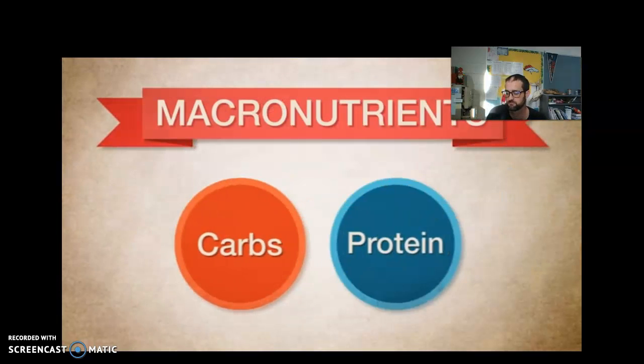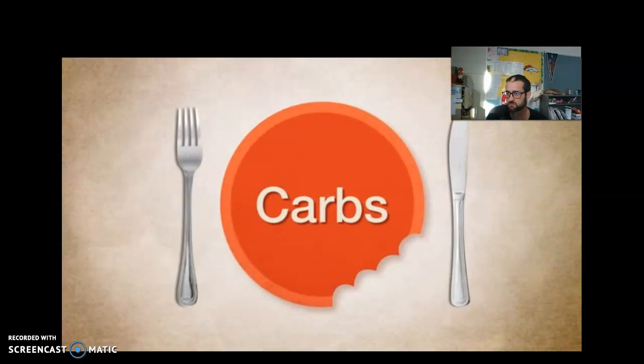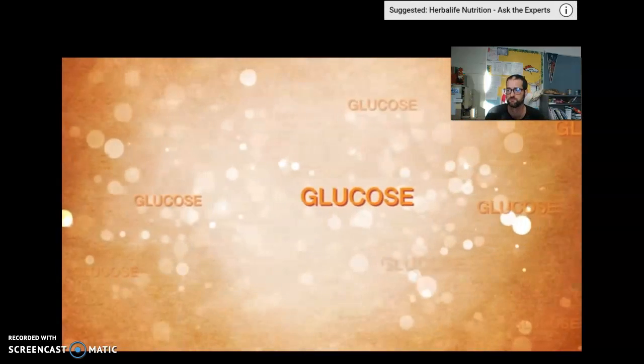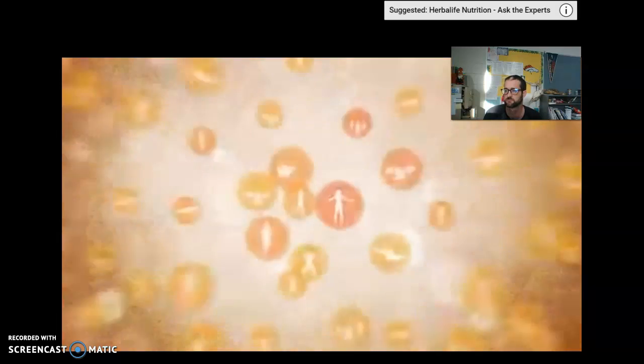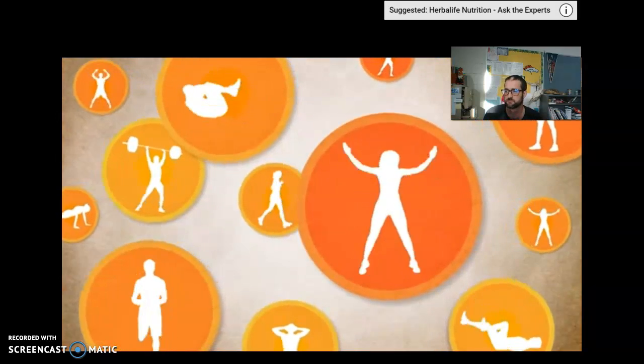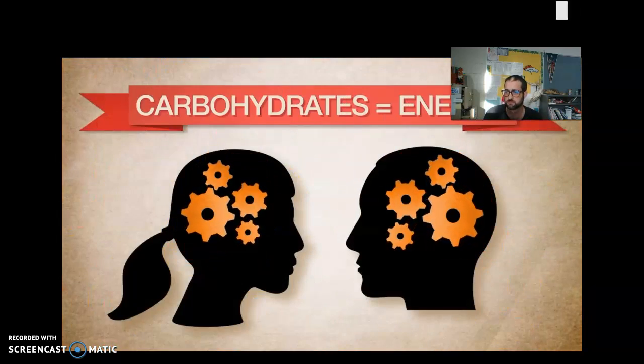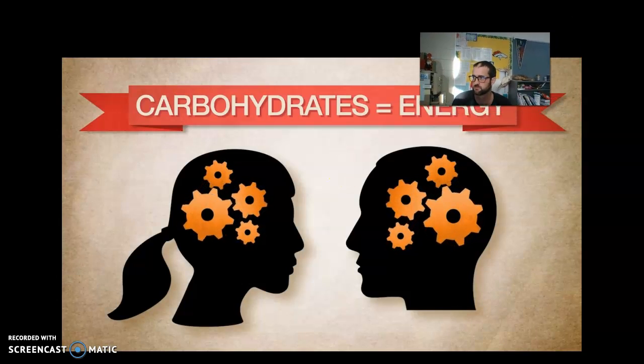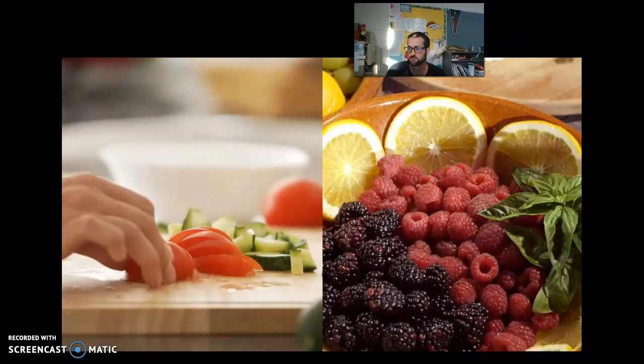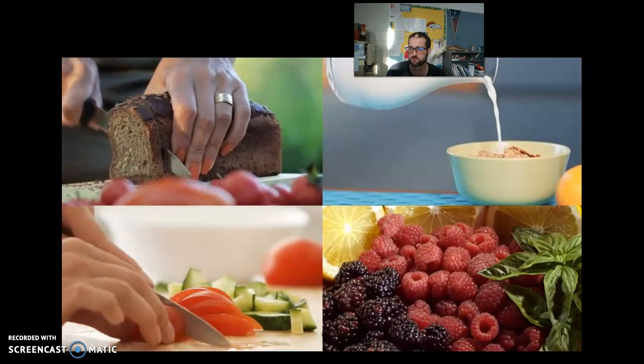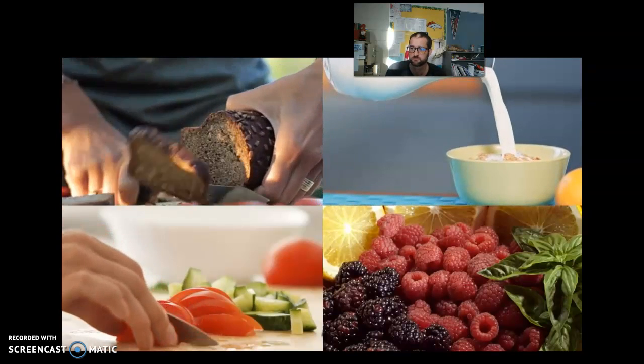Carbohydrates are one of the big 3 macronutrients, along with protein and fat. When you eat carbohydrate, it enters your bloodstream in a form called glucose, which is your body's preferred source of fuel. And your brain, in fact, relies on carbohydrate for energy. Vegetables, fruits, whole grains, and dairy products are some of the best sources of carbohydrates.